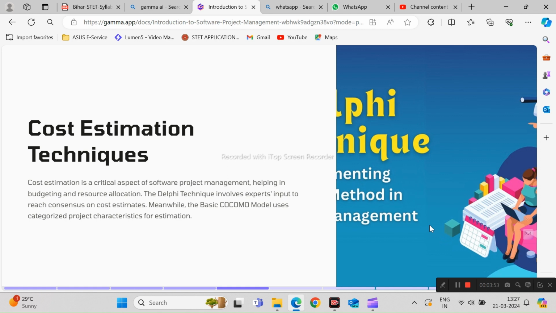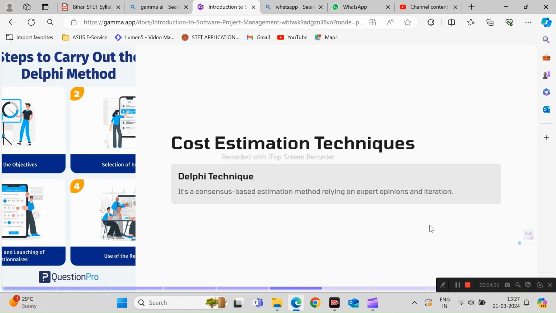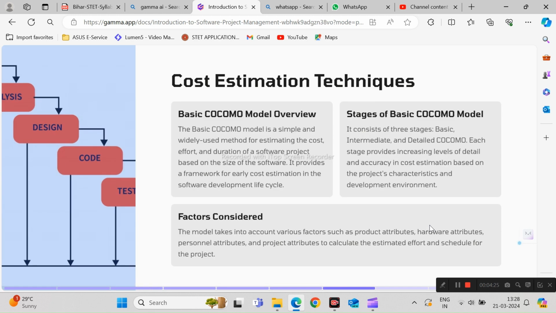Whereas the basic COCOMO model uses categorized project characteristics for estimation, the Delphi technique involves experts' inputs. Now we move ahead and see what the Delphi technique is. It's a consensus based estimation method relying on experts' opinion and iteration.